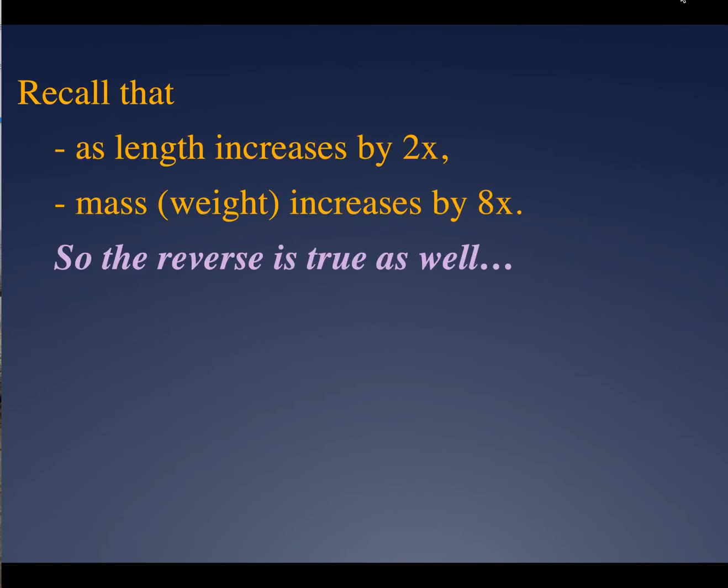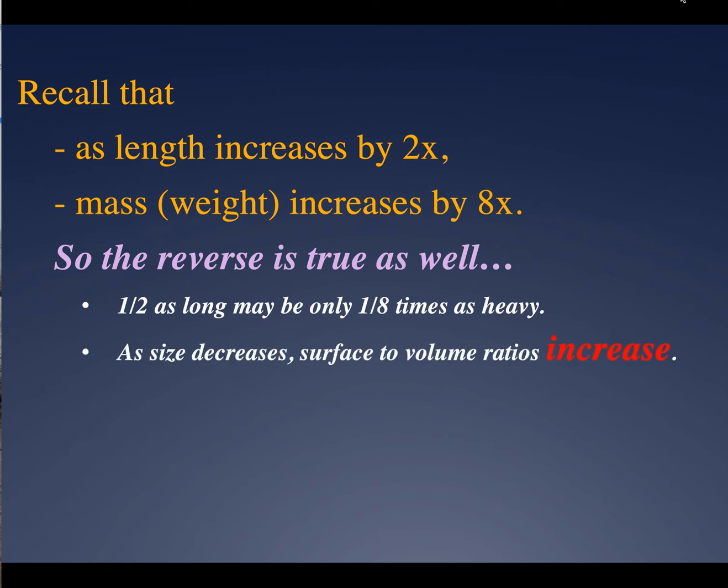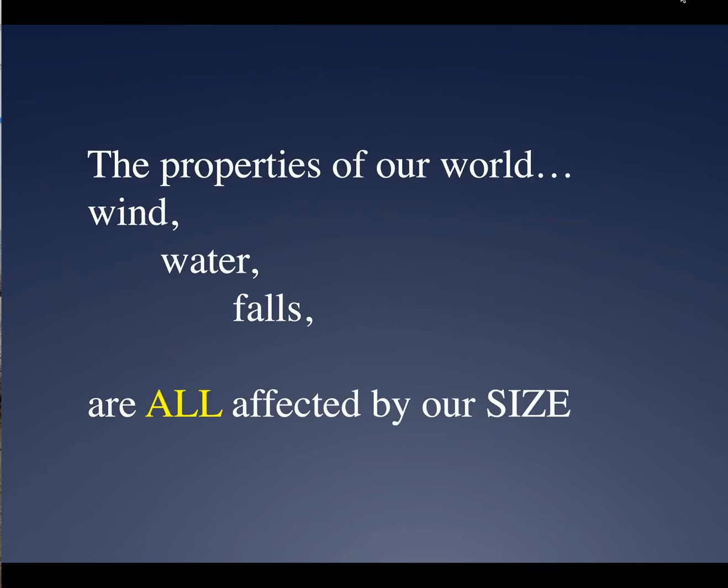So here's what we said. As things increase, the mass increases faster. As they get bigger, mass increases faster than surface area. And so what we're saying is now half as long is only an eighth as heavy. And as size decreases, the surface to volume ratios increase. So we were taking a potato and we were cutting it up so that we could cook it faster. By cutting up the potato, we then created higher surface to volume ratios. All right, well, it turns out that the properties of our world are affected by your size.